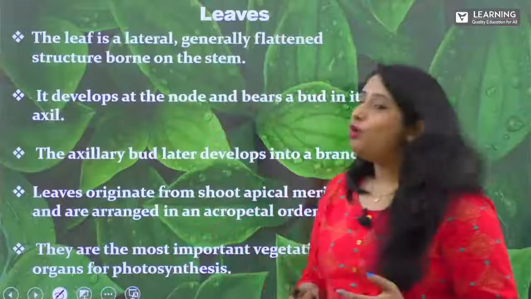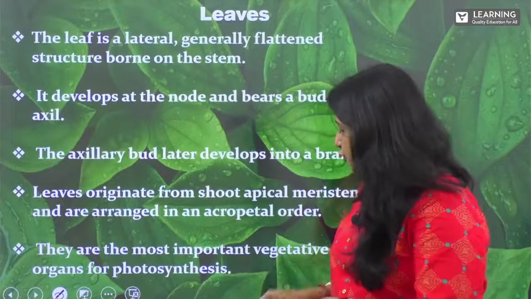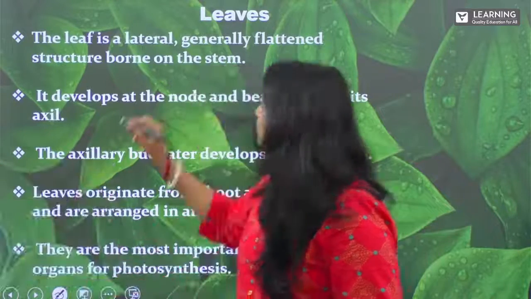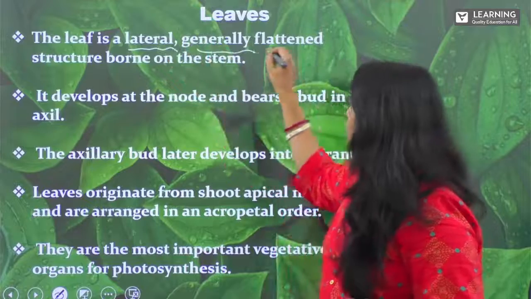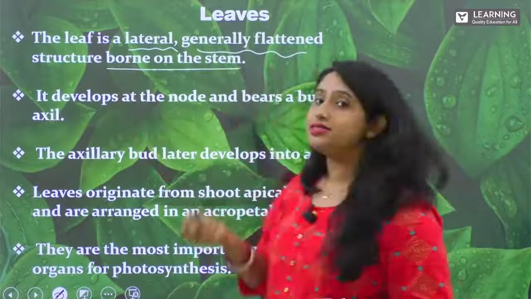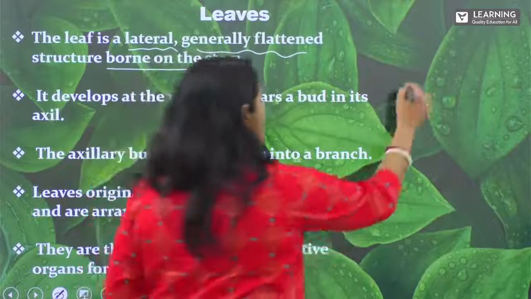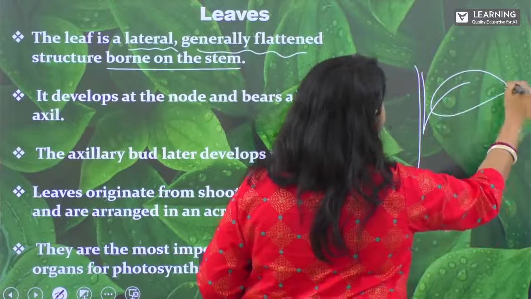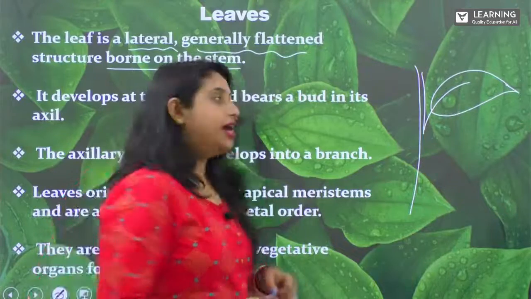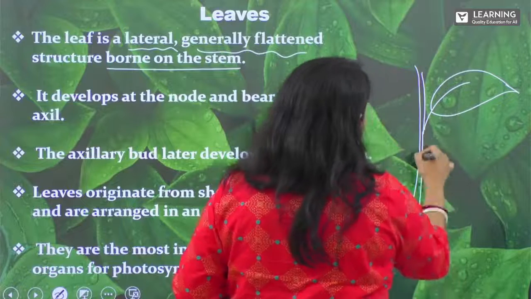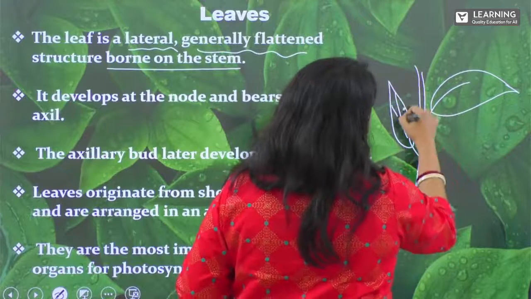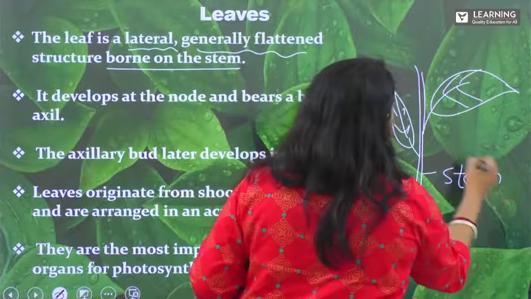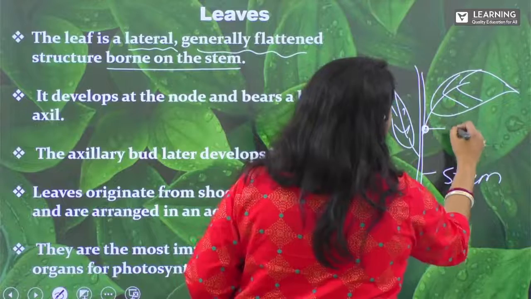So first thing, what is a leaf? What exactly is a leaf? How can you define a leaf? A leaf is a lateral, generally flattened structure borne on the stem. You have seen the plants have various parts. So the leaf is the lateral portion, okay? And it is generally flat. You can see these are leaves, right? Where are the leaves found? On the stem. And the leaf arises from the nodes, okay?